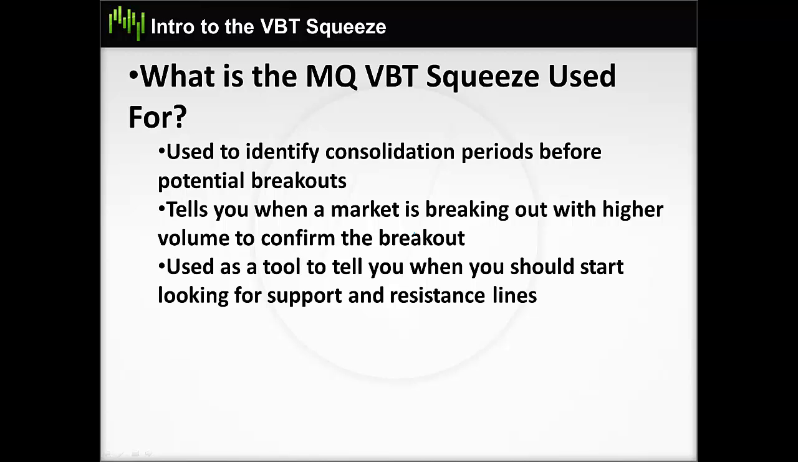We can also use it as a tool to tell us when we should start looking for support and resistance lines. So if you're the type of trader that likes trading support and resistance breakouts, what you can use the VBT for is when you start seeing a squeeze, it means we've gone into consolidation. Now look at the previous pivots and identify those support and resistance levels for the breakout. So it tells you it's time to start identifying those most recent pivots for your breakout trade.